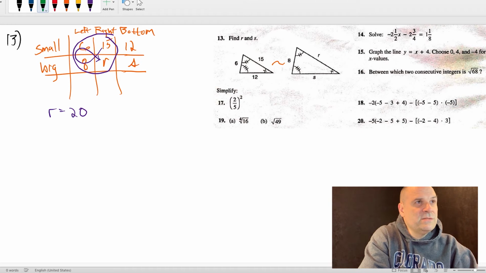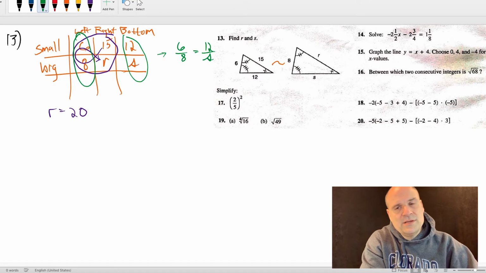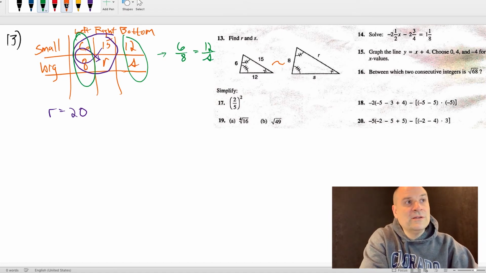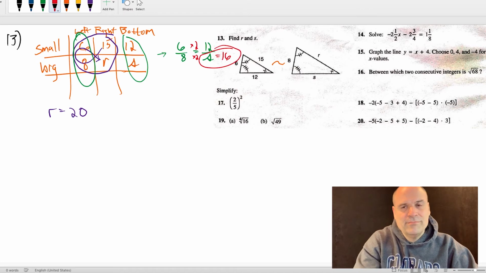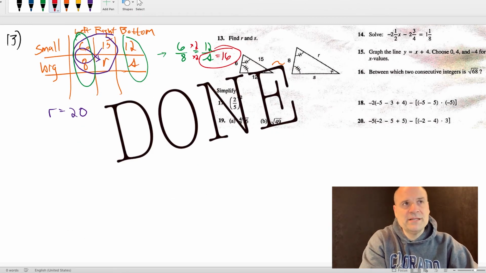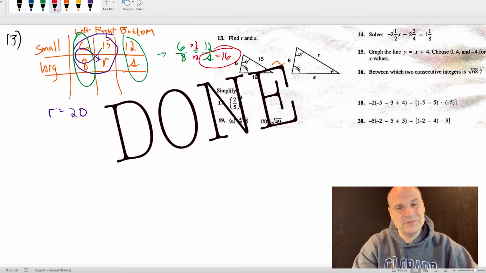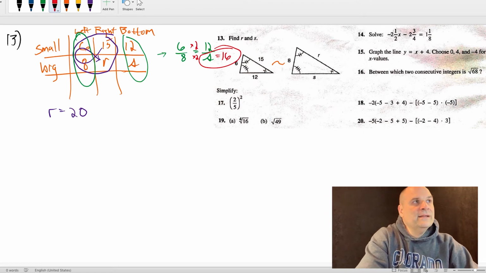So you can use this proportion to find S. Look, you still have that 6 and 8 and 12 and S. So if you want to rewrite that, 6 over 8 equals 12 over S. So you can do the fish method if you want, or you can notice that, look, 6 times 2 is 12, so 8 times 2 is 16. Boom. But 12 times 8 divided by 6 would have still given you 16 as well. Okay? All right, number 14.